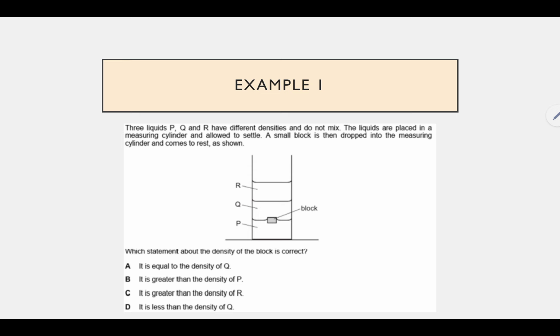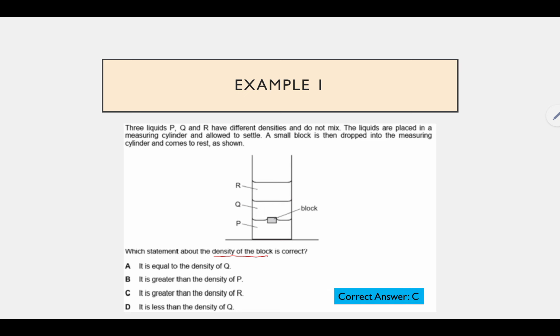The liquids are placed in a measuring cylinder and allowed to settle. A small block is then dropped into the measuring cylinder and comes to rest as shown. Which statement about the density of the block is correct? So I need to know the statement that's correct about the density of the block. So is it equal to the density of Q? Is it greater than the density of P? Greater than the density of R? Less than the density of Q? What do you think?